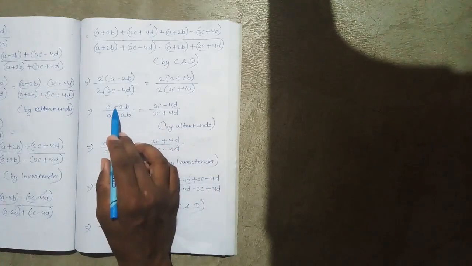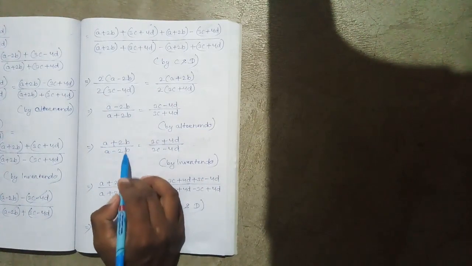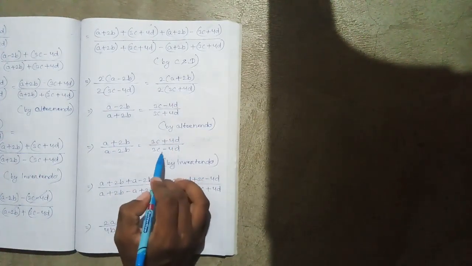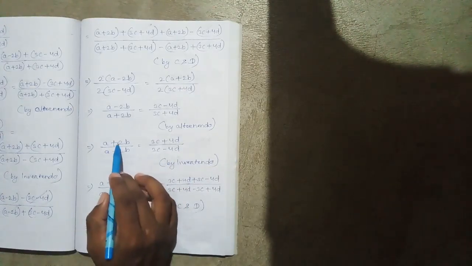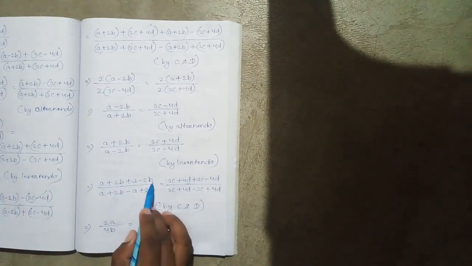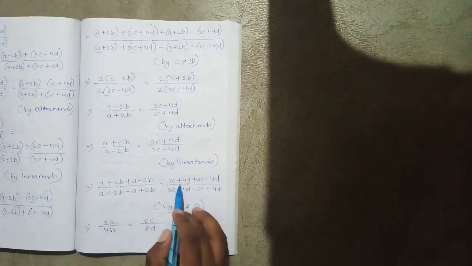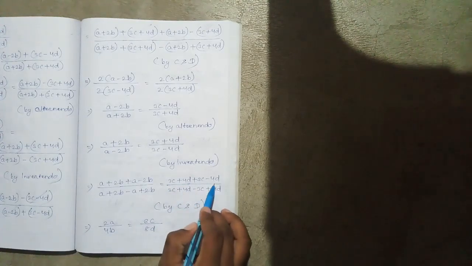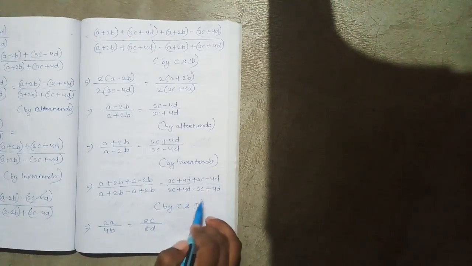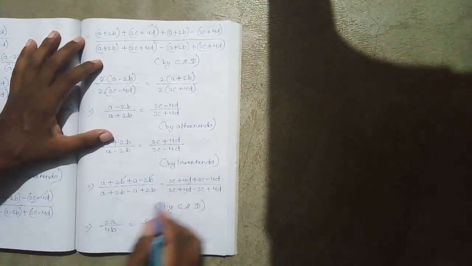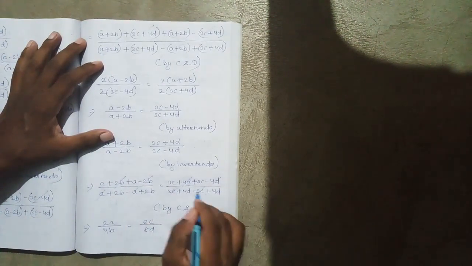Again use inverted because we have negative on the numerator and positive on the denominator. So on using inverted we get (a plus 2b) by (a minus 2b) is equal to (3c plus 4d) by (3c minus 4d). Now again use componendo and dividendo. So a plus 2b plus a minus 2b in the numerator by a plus 2b minus (a minus 2b) in the denominator is equal to 3c plus 4d plus 3c minus 4d by 3c plus 4d minus (3c minus 4d). So 2b cancel, a cancel, 4d cancel, 3c cancel.